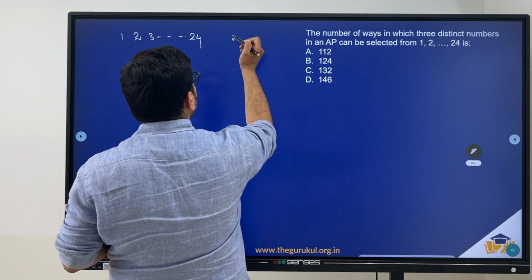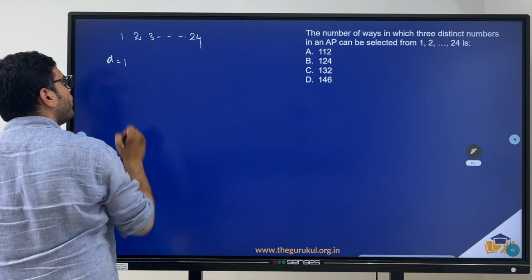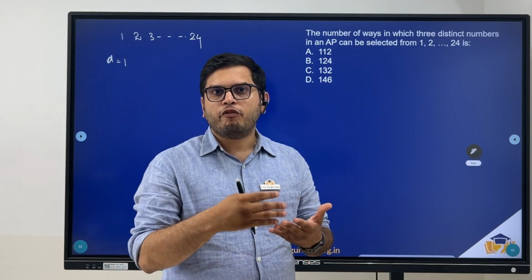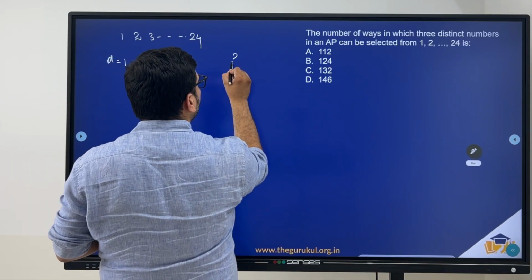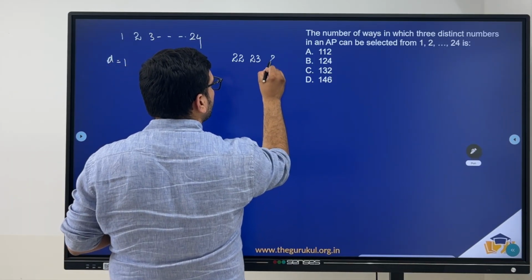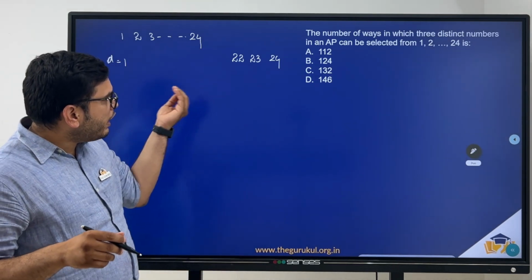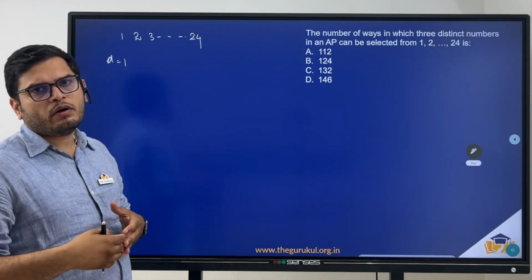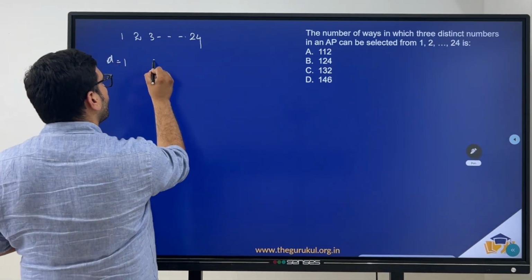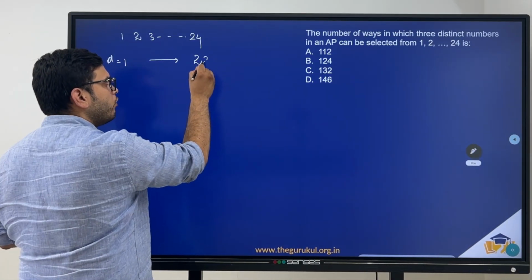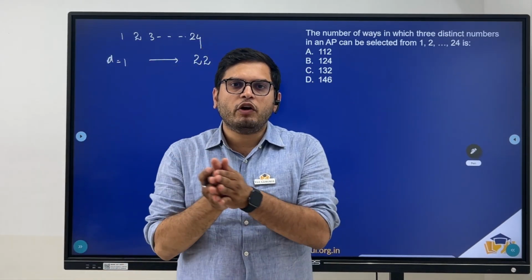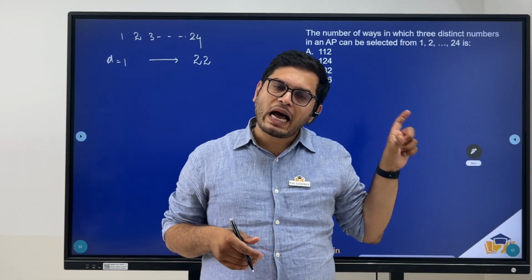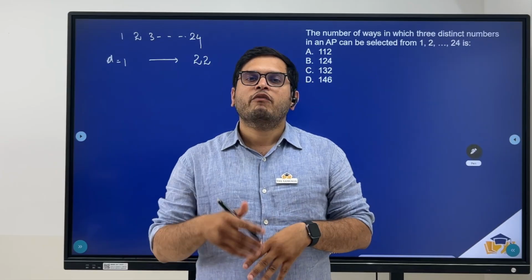Now let me consider the common difference to be 1. If the common difference is 1, what can the three numbers be? 1, 2, 3; 2, 3, 4; 3, 4, 5; so on till 22, 23, 24. So the AP can take the starting value from 1 to 22. So how many such arithmetic progressions can be made when the common difference is equal to 1? You have 22 arithmetic progressions, starting from 1, 2, 3, 2, 3, 4, 3, 4, 5, so on till 22, 23, 24. That is the last arithmetic progression having three distinct numbers with the common difference being 1.